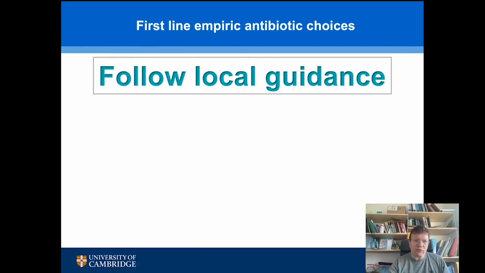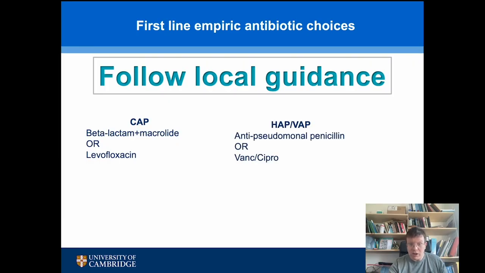fundamental point with the choice of antibiotics is that you should follow your local guidance, which has been developed by those with knowledge of the local antibiogram and preferences for local antibiotics. But broadly speaking, for community-acquired pneumonia, a beta-lactam and a macrolide will give you good coverage of both gram-positive and community-acquired gram-negatives and atypicals, or levofloxacin, which is the only fluoroquinolone that is recommended for community-acquired pneumonia as monotherapy.